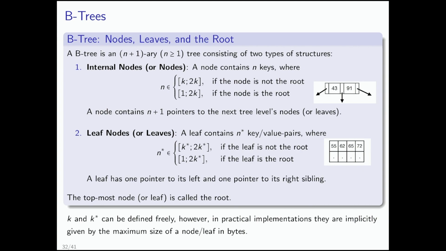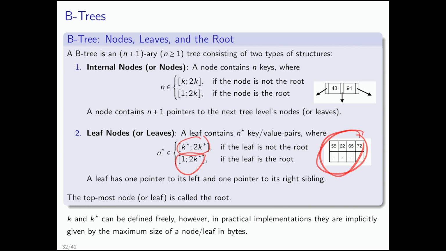And the same occurs for leaves. Here we have a k star parameter saying the number of key-value pairs in such a leaf, here k star equals 2, is between k star and 2 times k star. So here in the range from 2 to 4 in this example, unless it's the root. Then it's completely fine that there's only one entry.